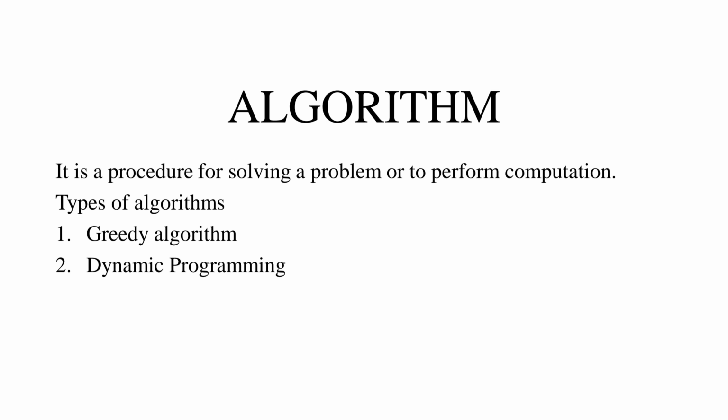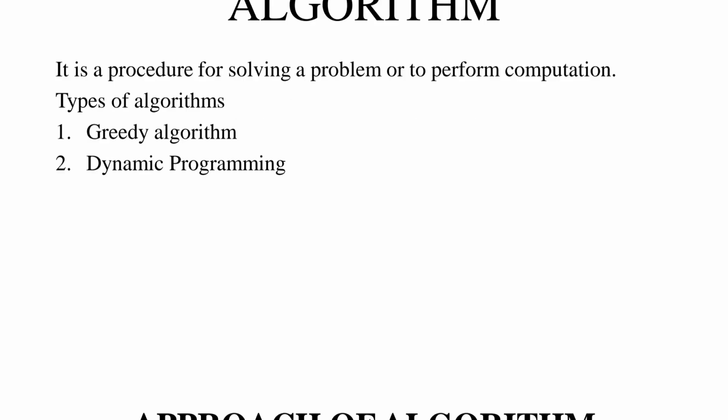Here I have given two different kinds of algorithm: greedy algorithm and dynamic programming. Greedy algorithm is used to get a solution which is optimal out of all several solutions for a problem. Then dynamic programming is used to get an optimal solution.